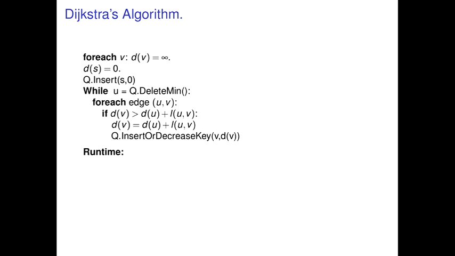So each real vertex here, only real vertices are taken out, and each one of those is taken out once. Okay? So there's v delete mins. And now for each vertex, what you do is you process this adjacency list. There's at most v inserts because you only insert it once, but that's nothing. But there's less than or equal to e decrease keys.